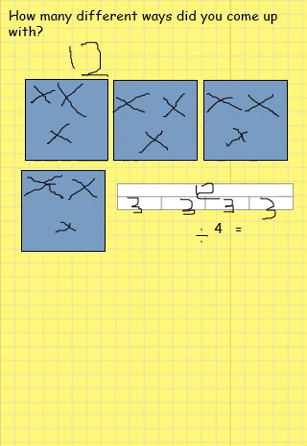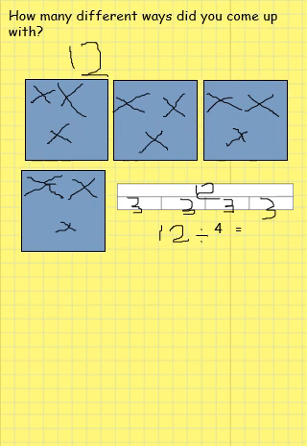One last way that I could answer this question would be to write a number sentence. Now, when we're writing a number sentence with our division statements, it's really important that our biggest number goes at the start of our sentence. So my biggest number is going to be 12.